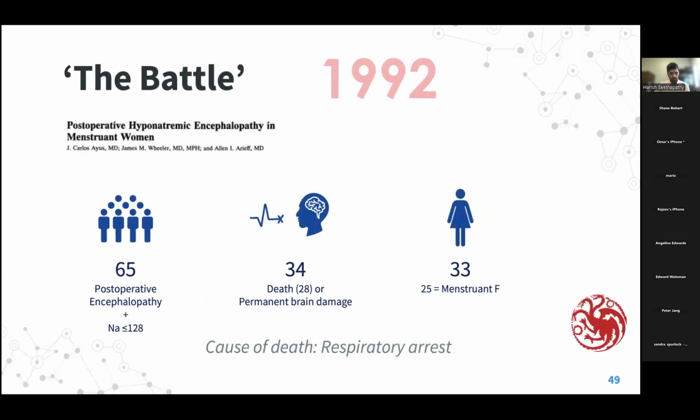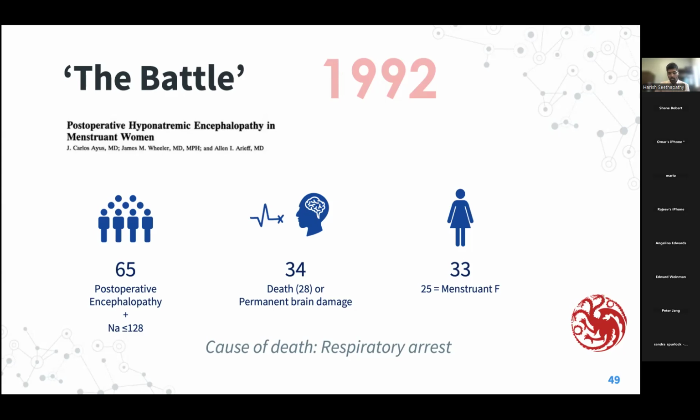At the same time, this paper was published, where the authors looked at 65 patients with post-operative encephalopathy and low sodium. So basically, patients with severe hyponatremia and post-operative encephalopathy. They said out of those patients, more than half either died or had permanent brain damage. So a very high rate of neurological complications in patients with post-operative hyponatremia.